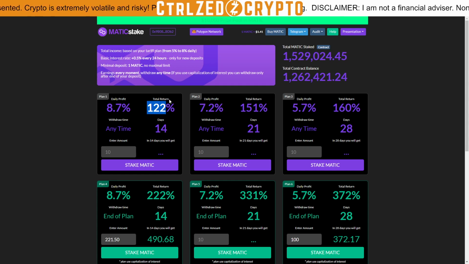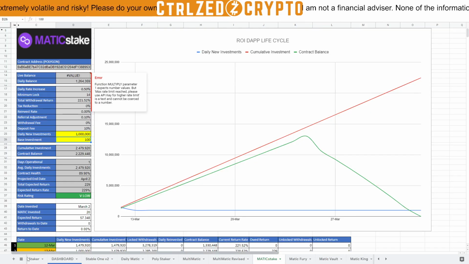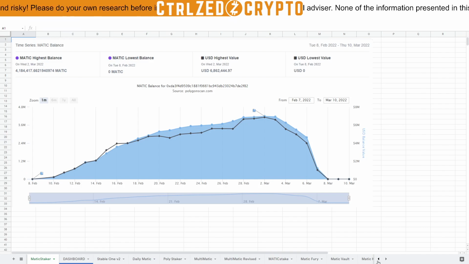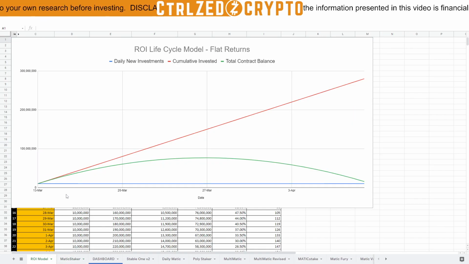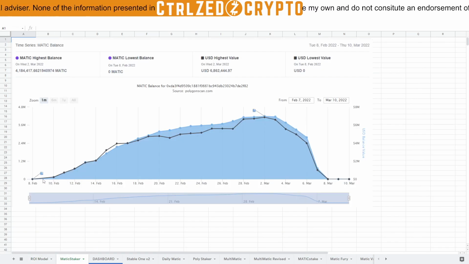And what that means is that, well, let's have a look. I've talked about this before in terms of how I do my calculations. In the standard ROI model, we have a contract balance that goes up like a nice little curve, goes up and then goes down. But I've got the example from MATIC Staker here. Because of that daily increase in percentage, you can see it goes up and then there's a sharp drop. That's partly because of the daily increase in percentage, and also partly because it's a locked period. As I've redone my modeling for these locked period contracts, we'll be able to see how they basically follow a similar curve anyway.